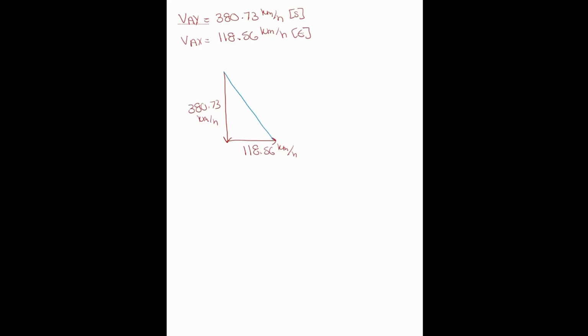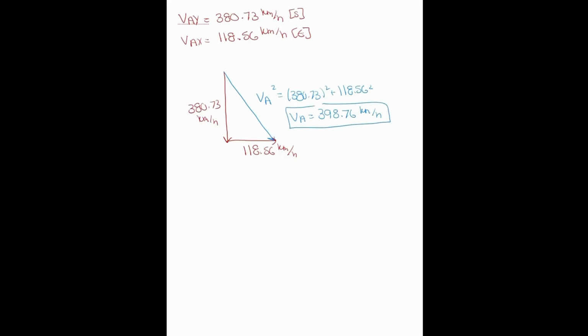We are wanting to find our relative velocity of the air, and we can find the magnitude of it using the Pythagorean theorem. So VA squared is equal to 380.73 squared plus 118.56 squared. So our airspeed works out to be 398.76 kilometers per hour. So that's the magnitude.